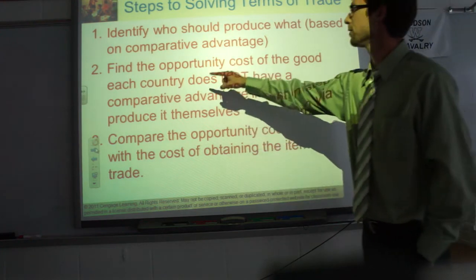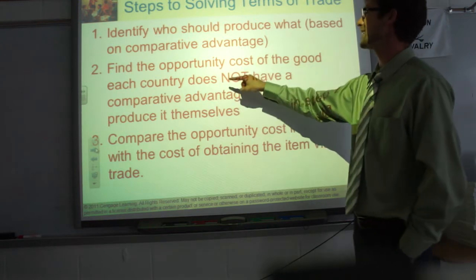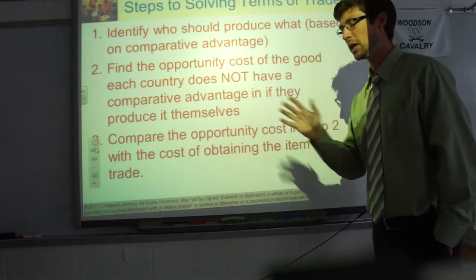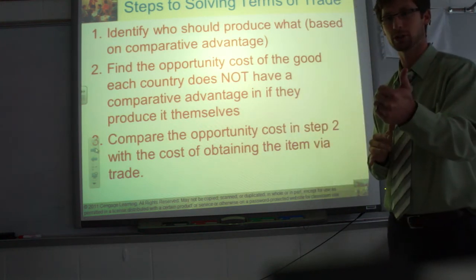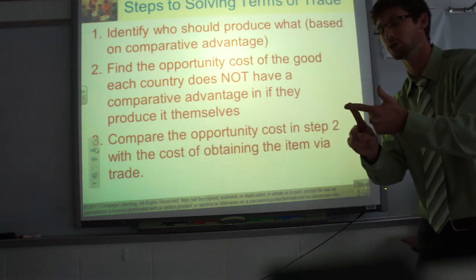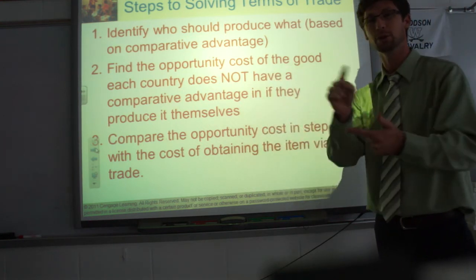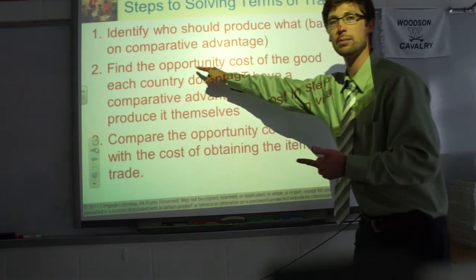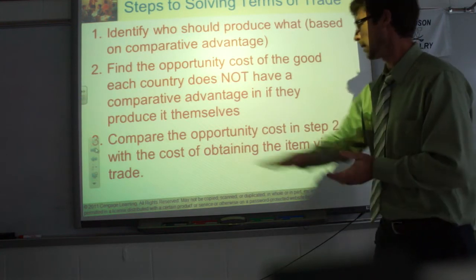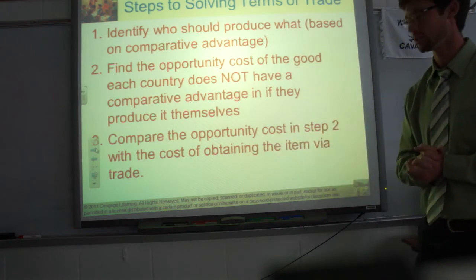Step 2 is to find the opportunity cost of the good each country does not have a comparative advantage in, if they produce it themselves. In other words, find what they're producing first, and then find what they are not producing or shouldn't produce second if they're going to trade, and see how expensive that other good is if they produce it themselves. And obviously we're talking about opportunity cost. And then, when they give you some proposed trade agreement, compare the opportunity cost that you found in step 2 with the opportunity cost now that they're trading.